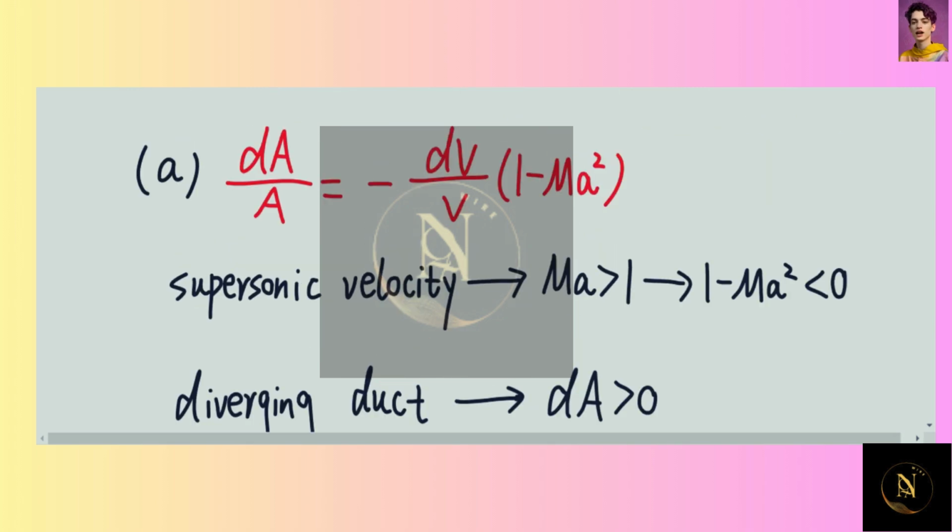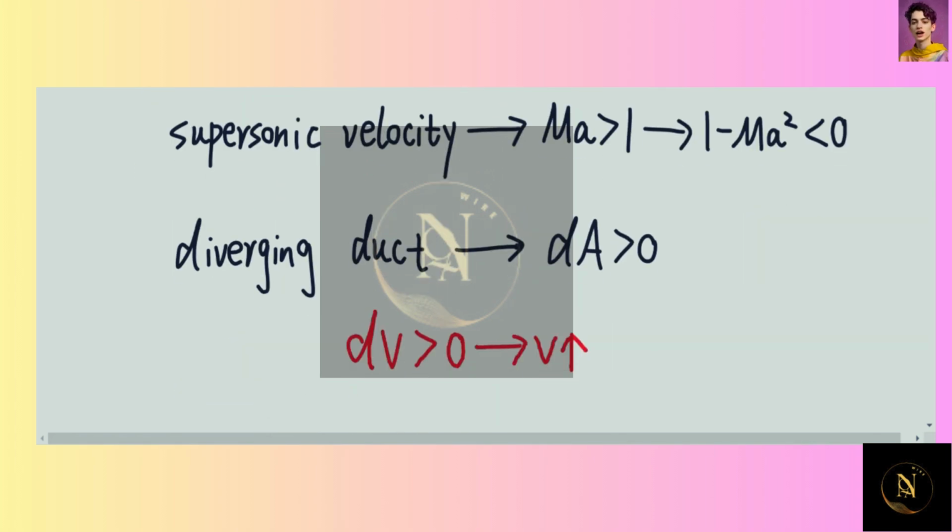Since we know there's a negative sign before it, and 1 minus Ma squared is negative as well, negative multiplied by negative is positive. And we know the left side, which is dA over A, is positive. So dV over V must be positive. And we know V, which is the velocity, is a scalar quantity here, and always positive. So therefore, dV must be positive, which means that dV is greater than 0.